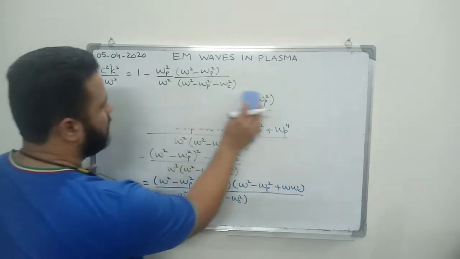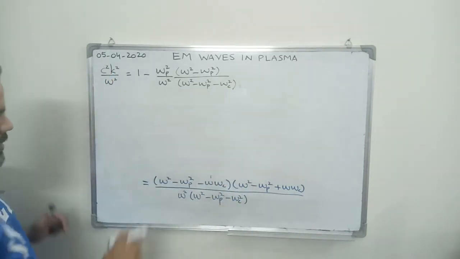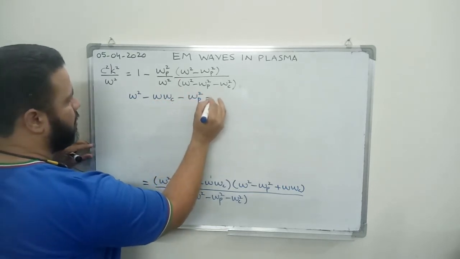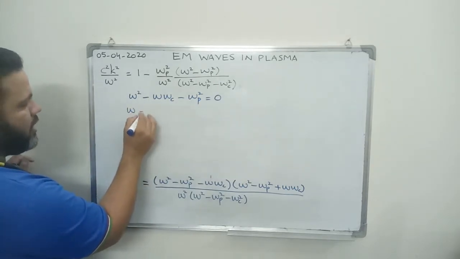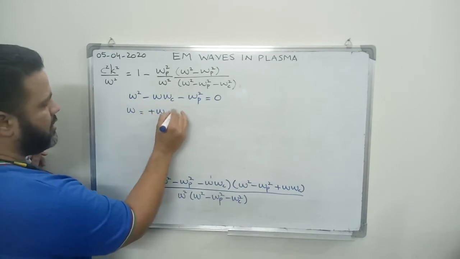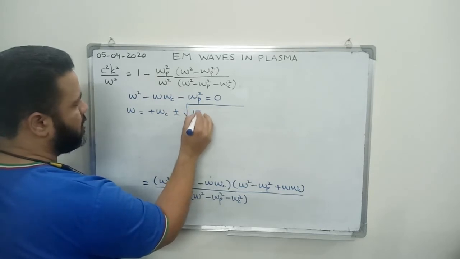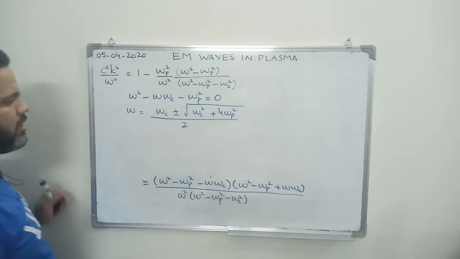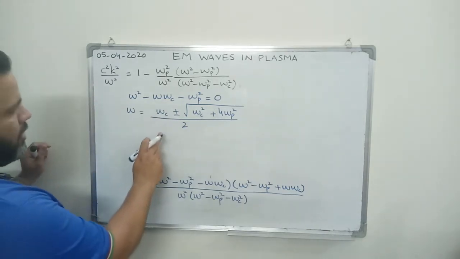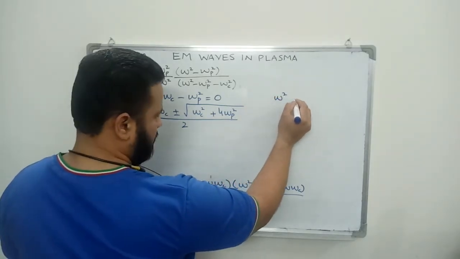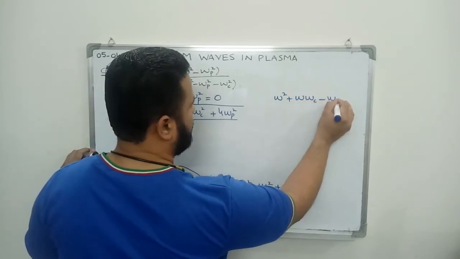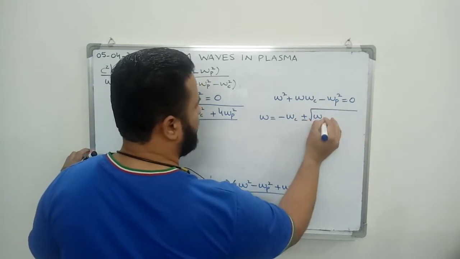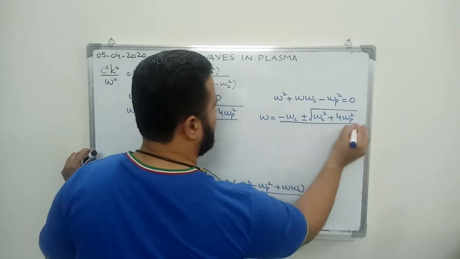So let's take this term, which is omega square minus omega c omega minus omega p square. Let's solve this one. So we have omega equals omega c plus minus square root of omega c square plus 4 omega p square, divided by 2. This is a simple quadratic formula for this kind of relation. Now similarly for this term, I have minus omega c plus minus square root of omega c square plus 4 omega p square, divided by 2.